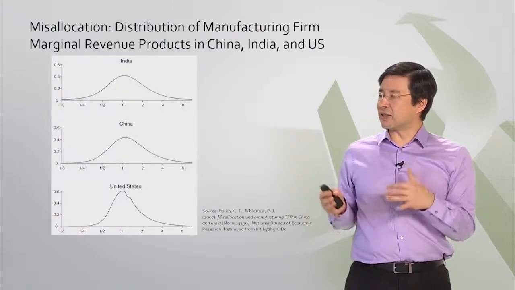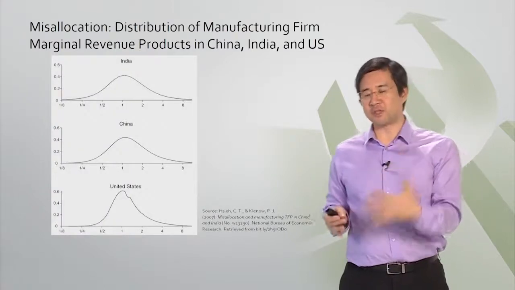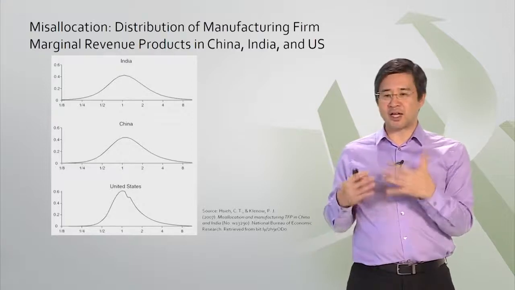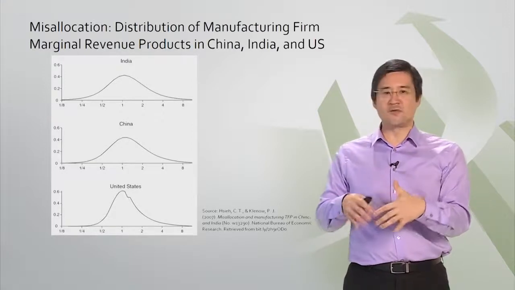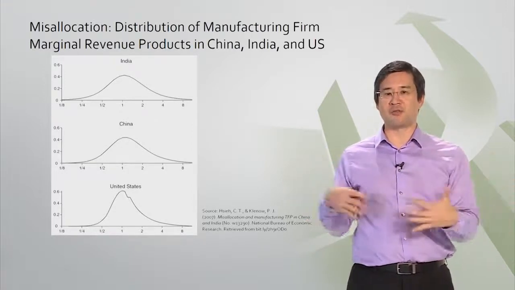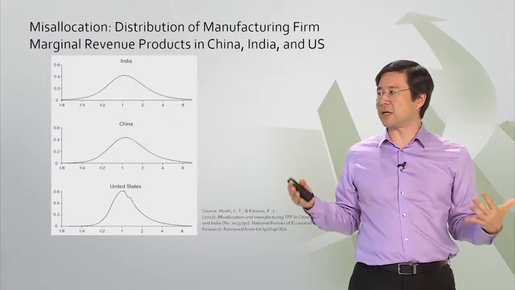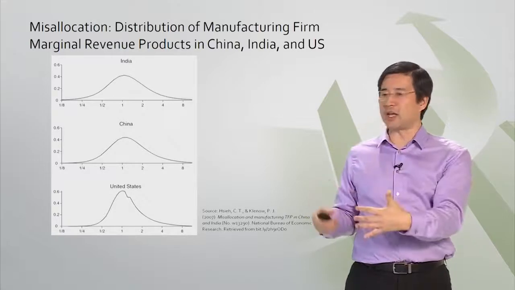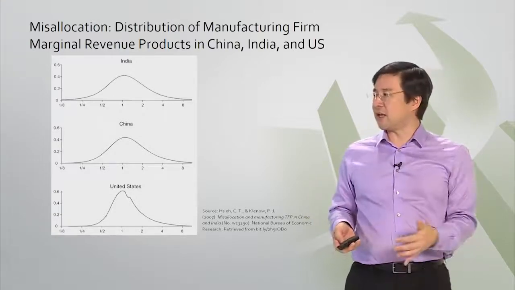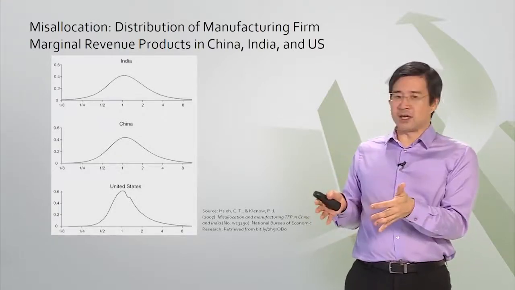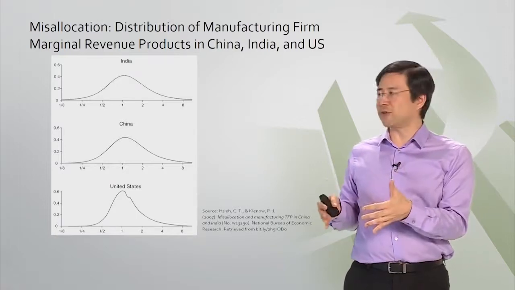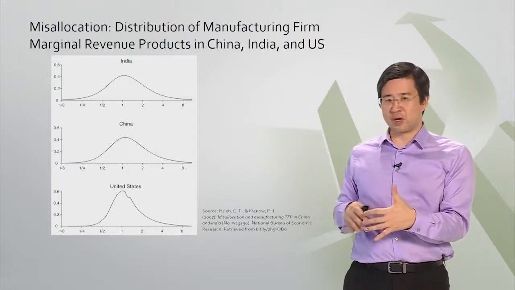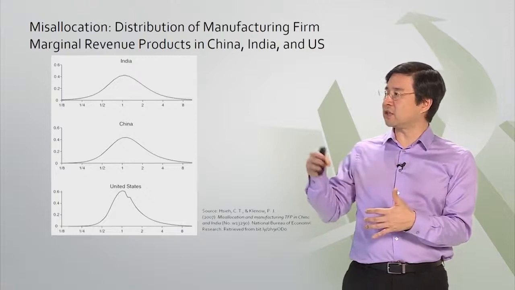Now, there's been an interesting research paper which has actually documented the extent of the variance of the marginal revenue products across manufacturing firms. And they did this for 3 countries: India, China, and the United States. And you can see visually that there's a very stark difference between the distribution of marginal revenue products in India and China compared to the US.